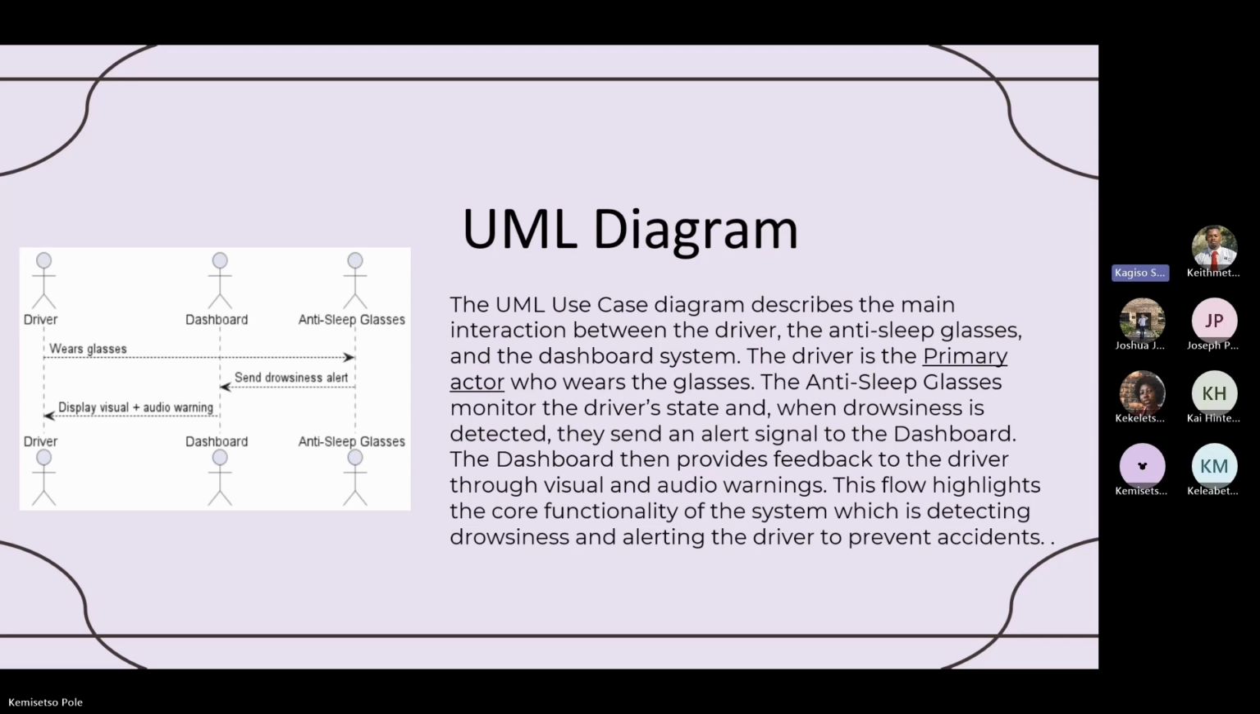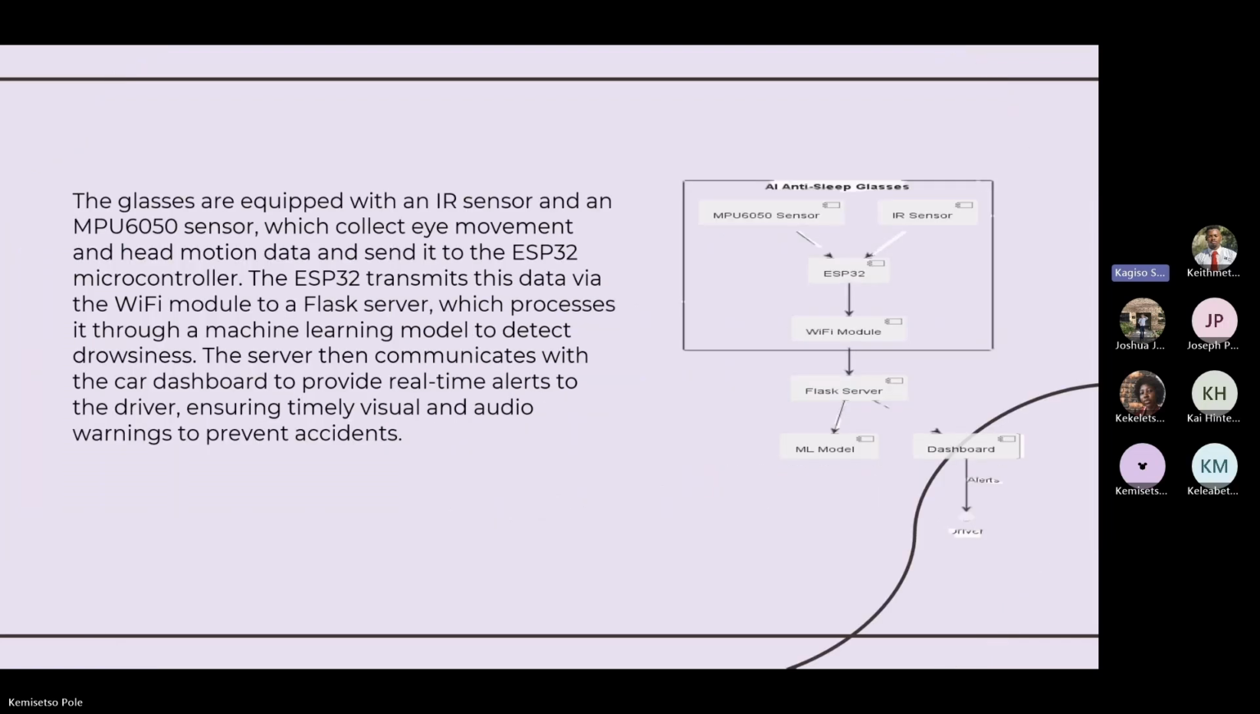Next, we have the sequence diagram. It illustrates the flow of events step by step. The driver puts on the glasses, which begin to collect the sensor data. The glasses send this data to the server, where the machine learning model processes it. If drowsiness is detected, the server communicates with the dashboard, and the dashboard delivers warnings back to the driver. Together, the system architecture and the UML diagrams demonstrate how the data flows through the system and how the driver is kept safe through the real-time alerts.